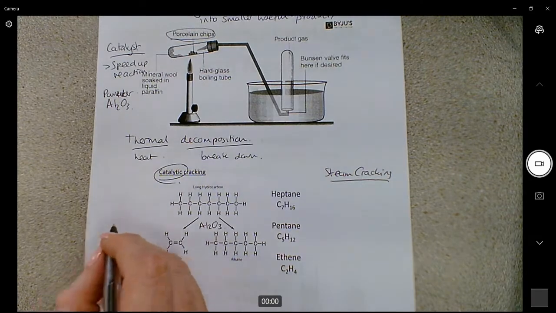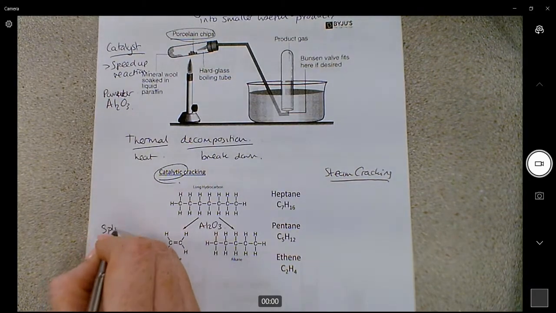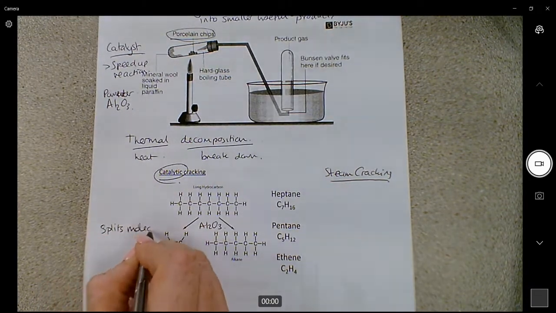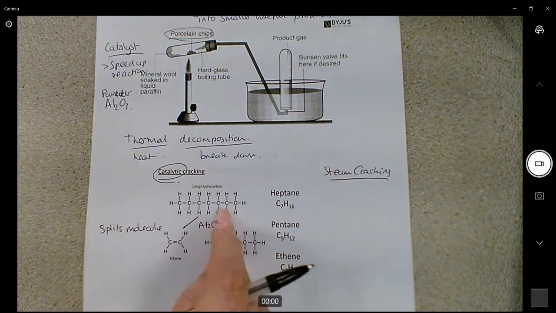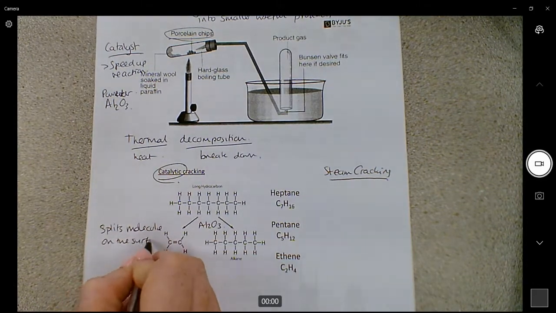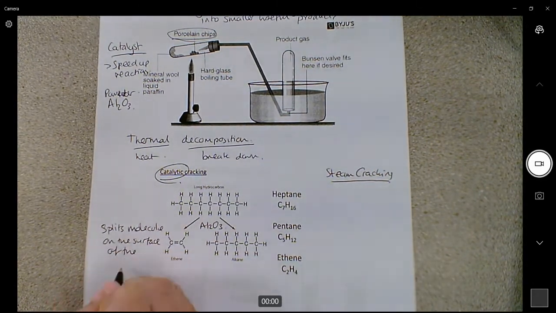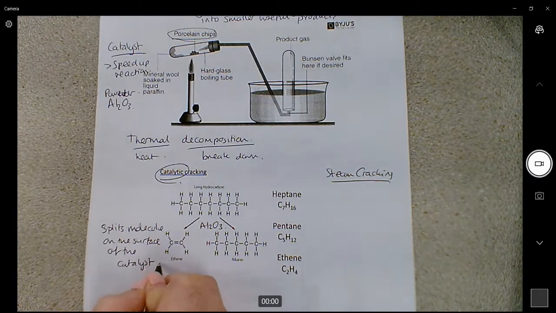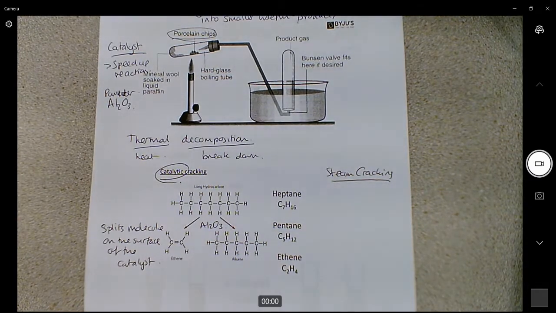And what essentially it does is it splits the molecule apart, the long chain hydrocarbon, on the surface of the catalyst. And that's why it's called catalytic cracking. It actually does that process on the surface of the catalyst. And as you can see, I've broken that down into two molecules here, ethene and another alkane.